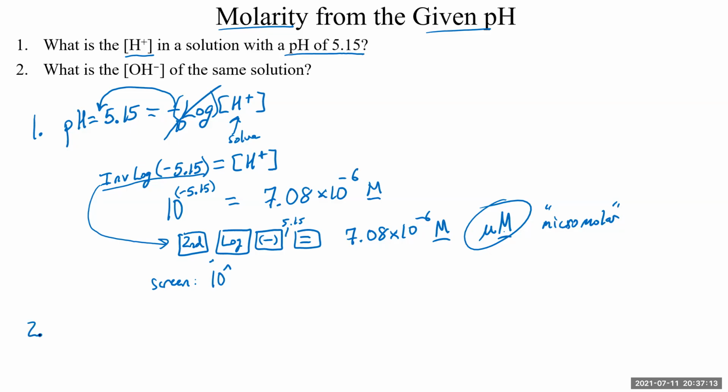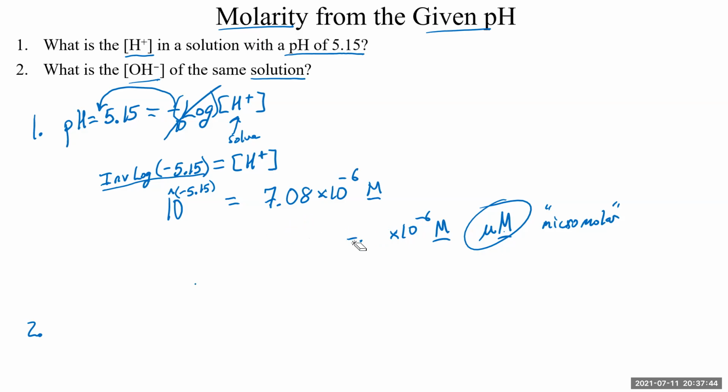Okay, 2. So either way you do it, whether you straight up type in 10 raised to the power of negative 5.15, or you use the inverse function on your calculator, you'll get the same answer, or you should get the same answer. Number 2, what is the hydroxide ion concentration of the same solution? Okay, now there are 2 ways you can do this. By the way, I'm going to erase some of this to make some space. I'll keep the original answer. But actually, there are probably 2, maybe even 3 ways that you can calculate this. I'm going to do it at least 2 different ways.